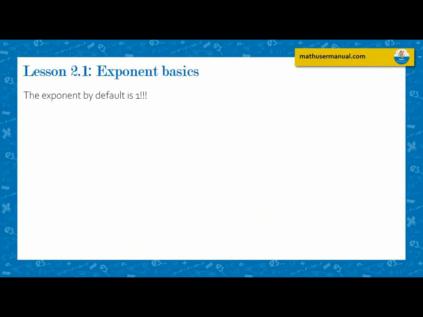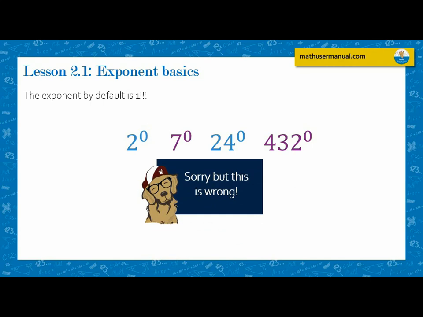One last thing before we finish, and this is a very important rule to remember, not only in this basics of algebra, but also in Algebra 1, Geometry, Algebra 2, Calculus, Differential Equations, Trigonometry, and any math class that you will be facing in your math life. And it is that the exponent by default is the number 1. Look at all of these numbers: 2, 7, 24, and 432. They don't have an exponent. A very common mistake is saying that they all have an exponent of 0. But unfortunately, this is wrong.